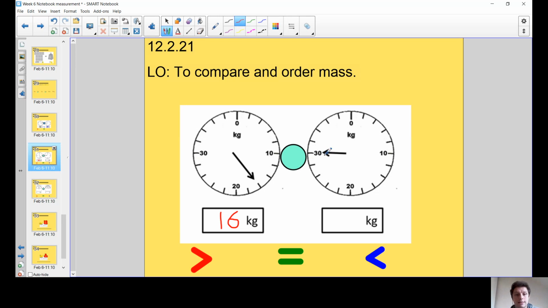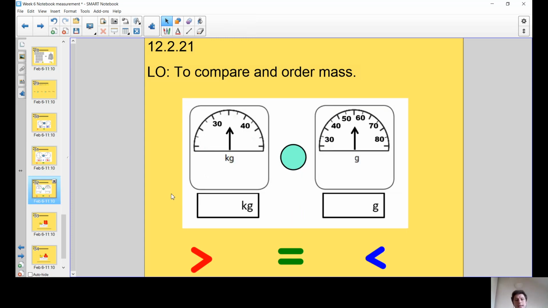And on this side, oh, nice and simple. We're pointing straight at the 30. We've got 30 kilograms. So we need to put something in the middle here to compare them. 16 is less than 30 kilograms. Nice and simple.